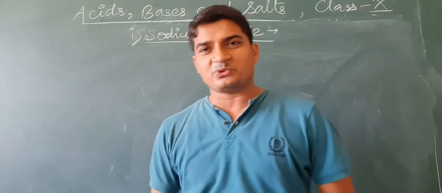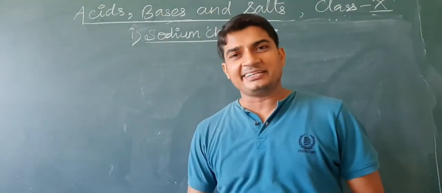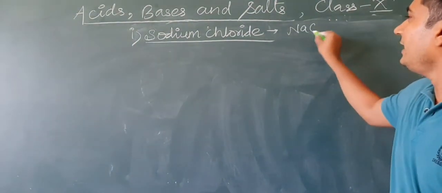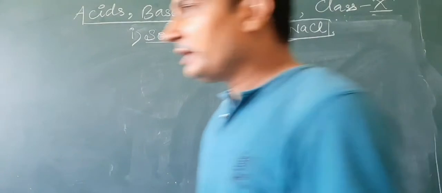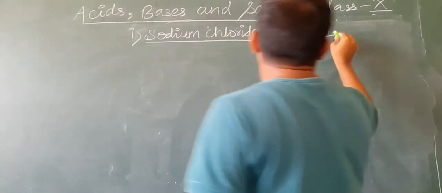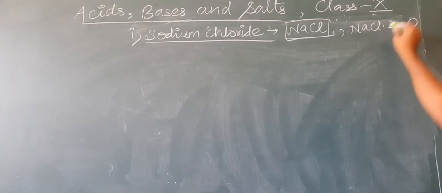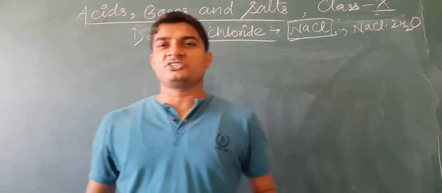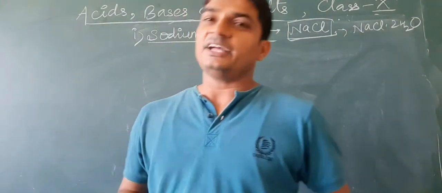After classification of salts, the first salt we are going to study in detail is sodium chloride. The formula is NaCl. It is also found in the hydrated form, NaCl·2H2O. Actually, this salt is abundantly available in nature.